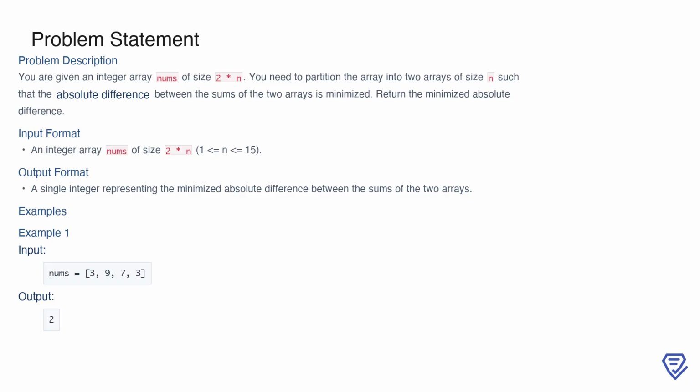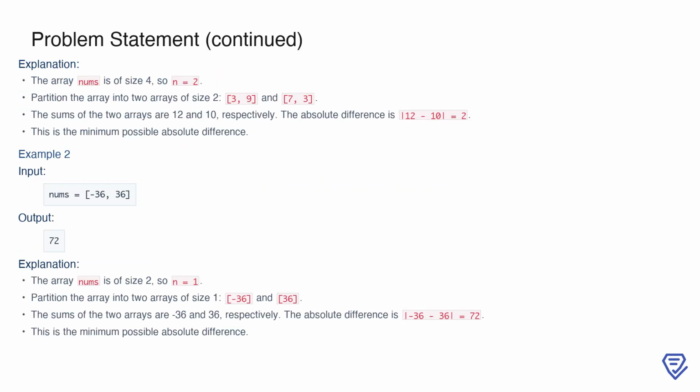For example, if you are given an input array like 3, 9, 7, 3, you would calculate the partitions and determine the smallest absolute difference between the sums. The constraints ensure that n can range from 1 to 15, meaning the total array length can go up to 30. This makes finding an efficient solution critical. Let's take a closer look at how the problem works with an example.